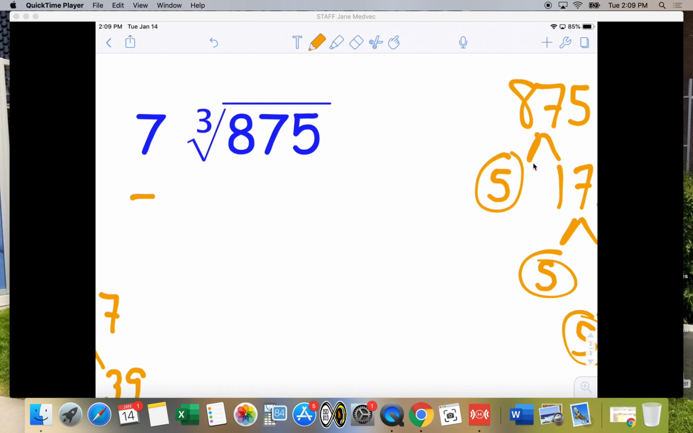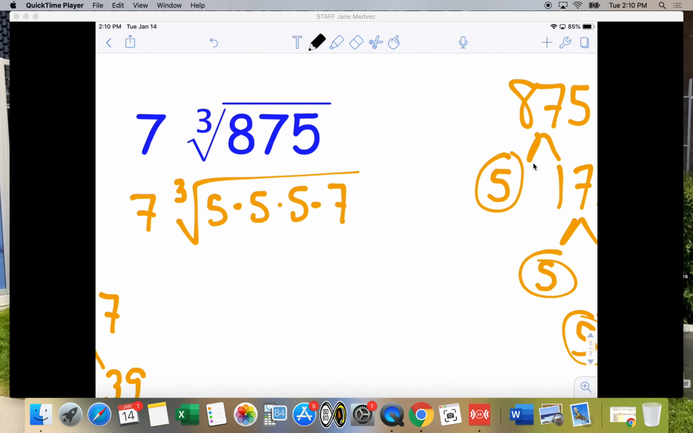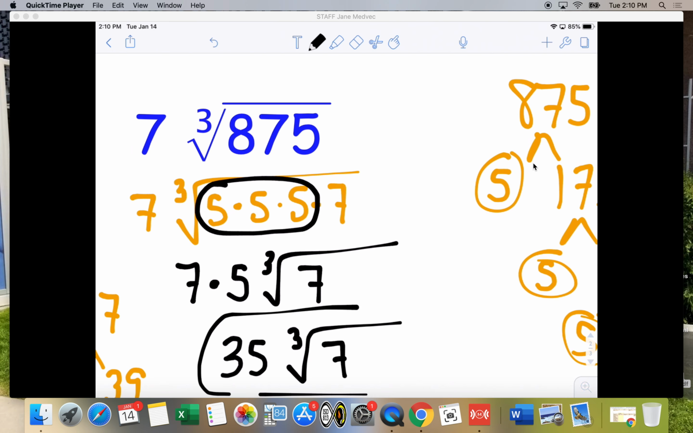Okay, so I'm going to come over here. I'm going to write a cubed root. I'm going to go 5 times 5 times 5 times 7. How many do I circle? 3. Why? Because there's a 3 out front. That's right. So I'm going to circle 5. What goes out front? Yes. So 5 times 7 or 7 times 5. Root 3. 7 stays inside. So I get 35 with the cubed root of 7. Any questions? All right.